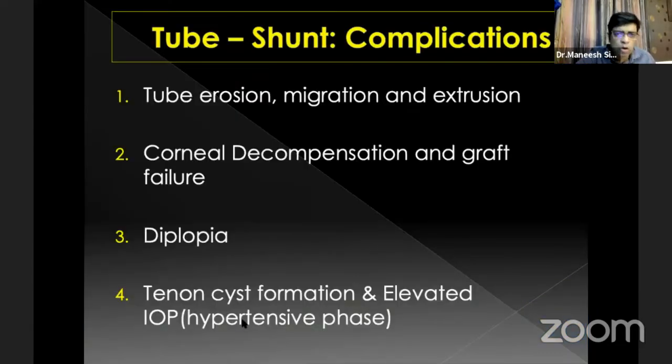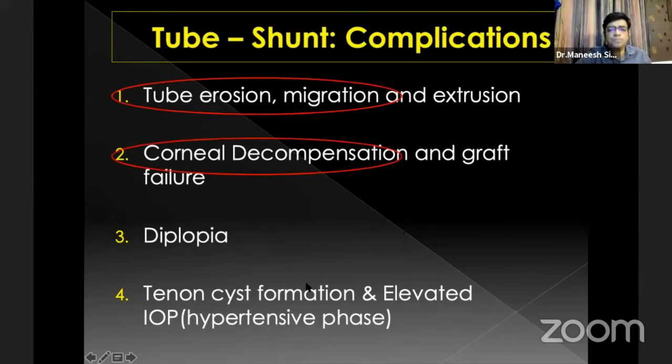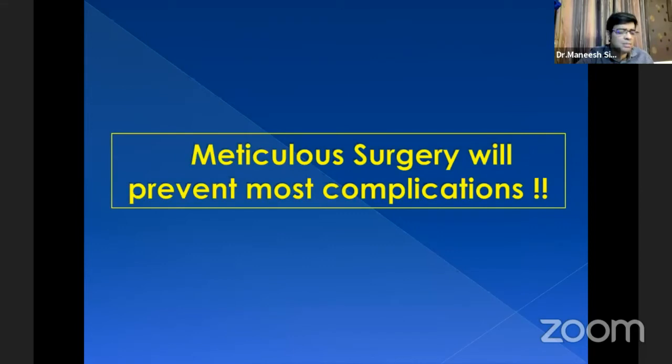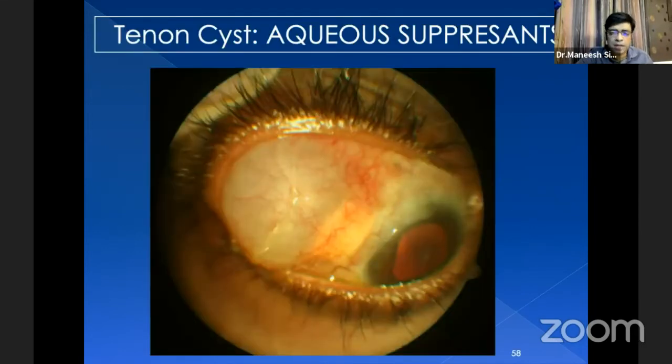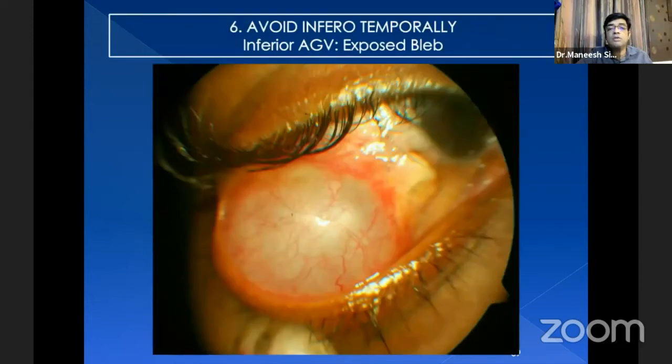There can be multiple complications, starting from tube erosion to corneal decompensation and tenacious formation. I'll just share a few. Meticulous surgery is extremely important, because if you are meticulous with surgery, you can reduce the chances of complications, because managing complications in these cases sometimes can be difficult. To reduce formation of tenacious, what we do nowadays, whenever the post-operative pressure goes above 10 millimeters, is start aqueous suppression, and there are studies which have shown that using aqueous suppression reduces your chances of tenacious formation.